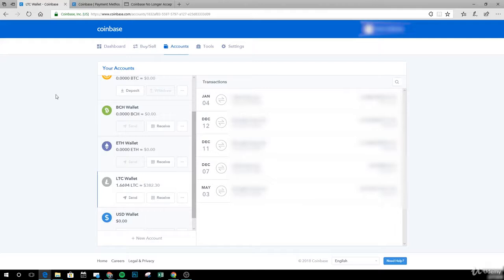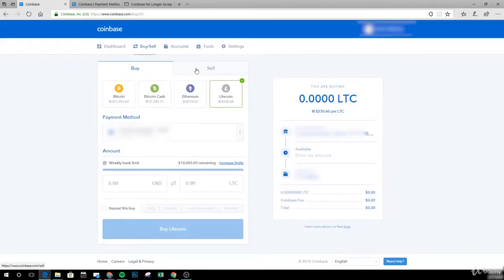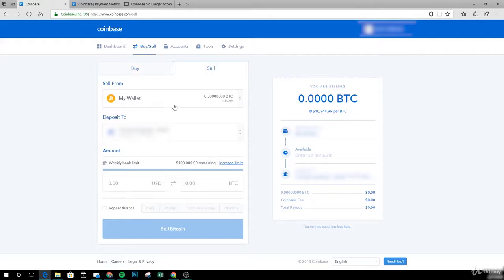So then hypothetically, let's say you've had your Litecoin for a while and it's gone up in value, or maybe gone down in value, but hopefully gone up in value, and you're ready to sell it. You go back to the Buy Sell tab, you click on Sell, and then you just do the same process. You go to your Litecoin wallet, you pick your bank, and then you enter the amount of US dollars worth of Litecoin or the amount of Litecoins that you want to sell, and then you hit that sell button. And then of course, this is the same way for buying it. You can repeat the sell daily, weekly, every 2 weeks, or monthly, whatever you want to do there. Or just don't do it at all.